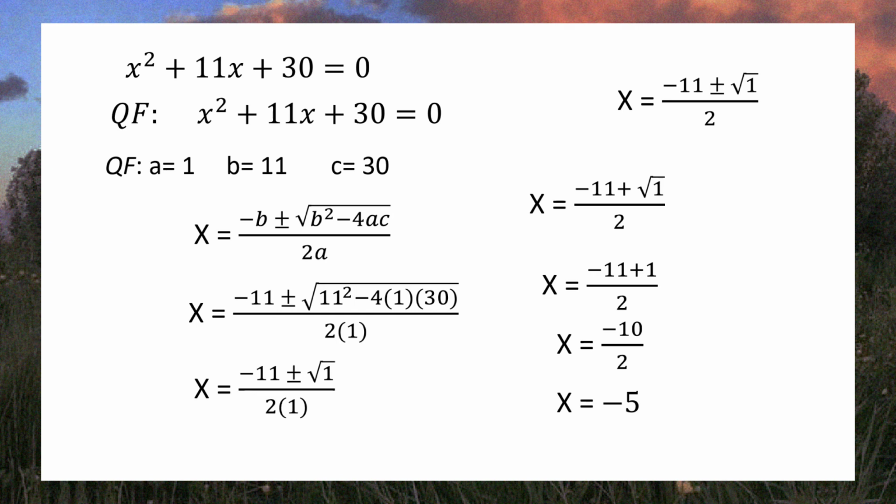Doon naman sa kabila, we have negative 11 minus square root ng 1, which is 1. And then we have negative 11 minus 1 is negative 12 divided by 2 is negative 6. So, as you can see, parehas lang din yung magiging sagot, negative 5 and negative 6. So, kailan nagiging madali ang isang method sa paghanap ng roots or ng values ng x ng quadratic equation?